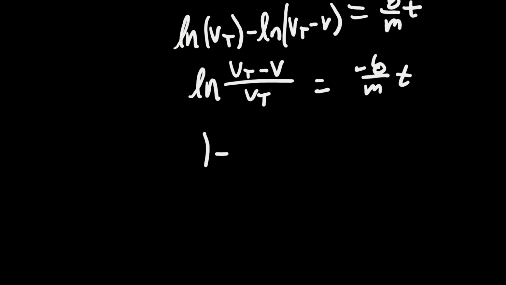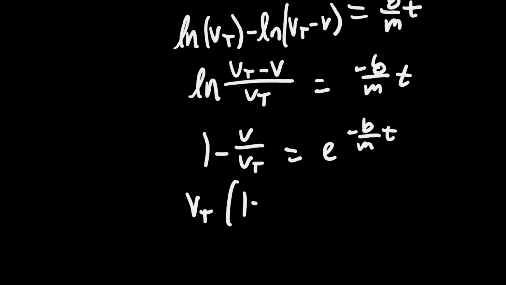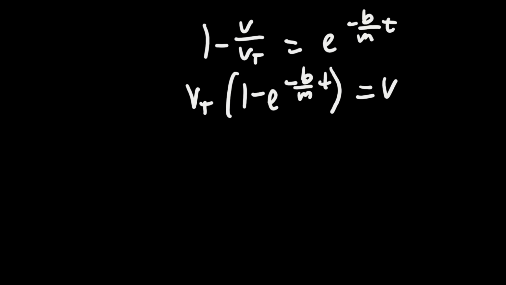Raise everything to the e power, and we get 1 minus v over vt equals e to the negative b over m t, which means that vt times (1 minus e to the negative b over m t) equals v. Then if you wanted to, you could substitute your mg over b back into vt. And so we've successfully solved our drag equation.